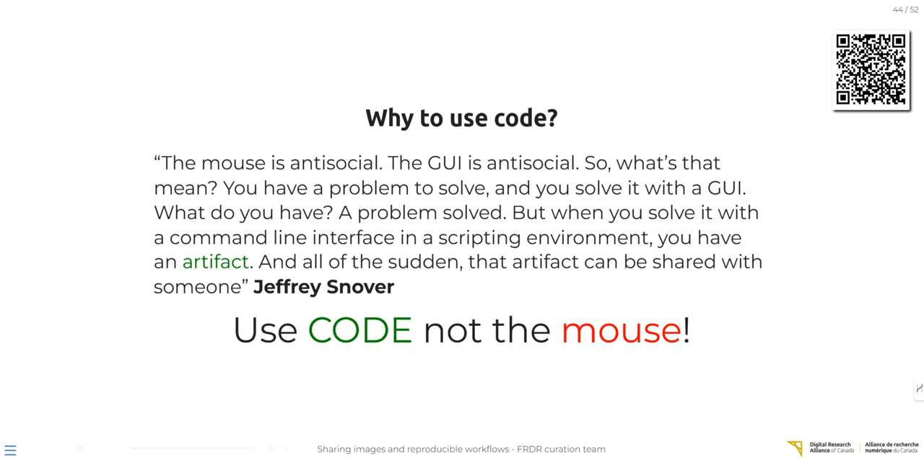The mouse is antisocial. The GUI is antisocial. So what's that mean? You have a problem to solve, and you solve it with a GUI. What do you have? A problem solved. But when you solve it with a command line interface in a scripting environment, you have an artifact. And all of a sudden, that artifact can be shared with someone. That's why we advocate for using code, not the mouse, as a path toward open science, reproducibility, and collaboration.